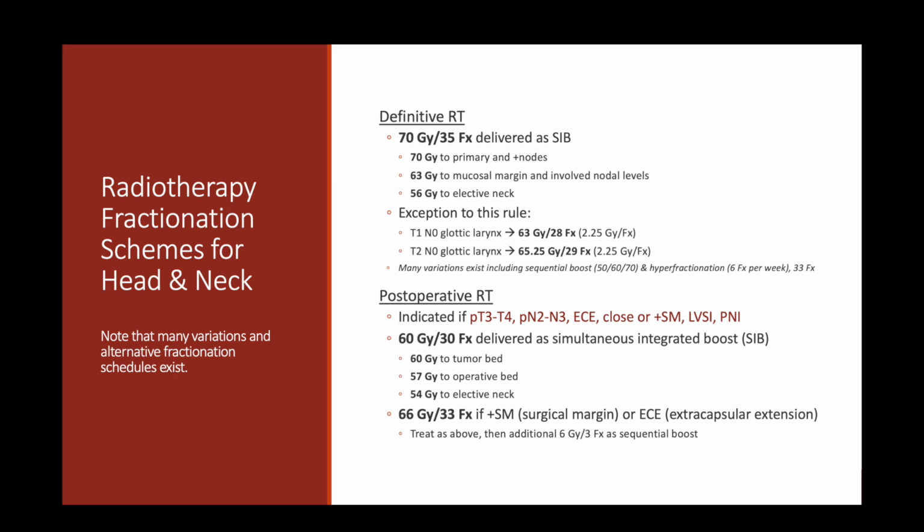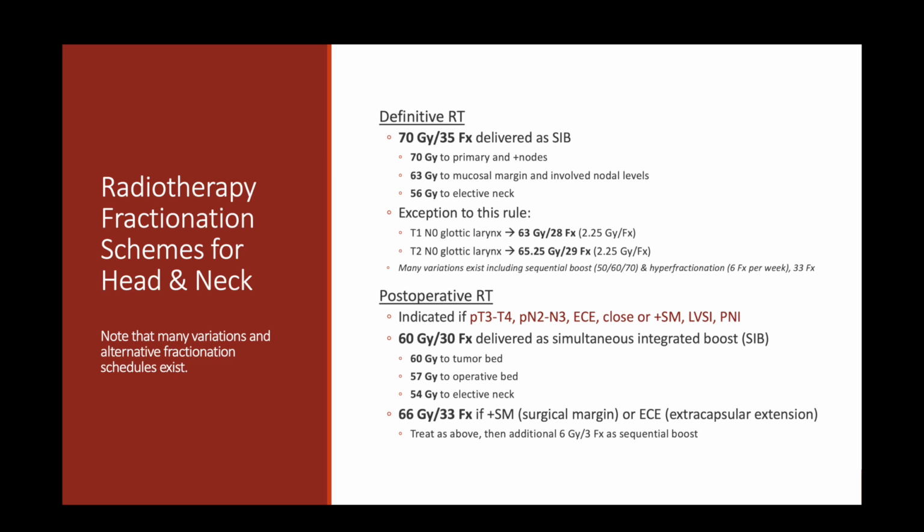So 70 gray, which is the highest dose, is typically what goes to the primary tumor and any involved nodal disease. And then there are lower dose levels for lower risk regions. So there's typically an intermediate risk volume, which often gets a dose somewhere around the neighborhood of 63 gray in 35 fractions. And that is to a mucosal margin on the primary tumor, as well as involved nodal levels.